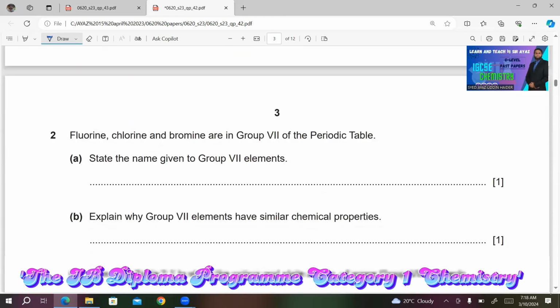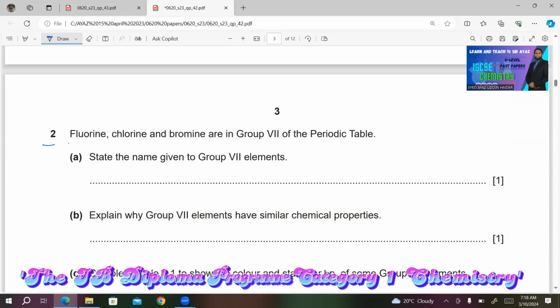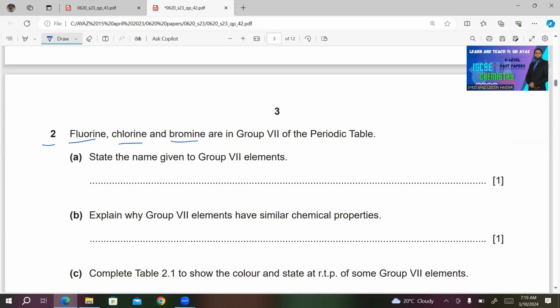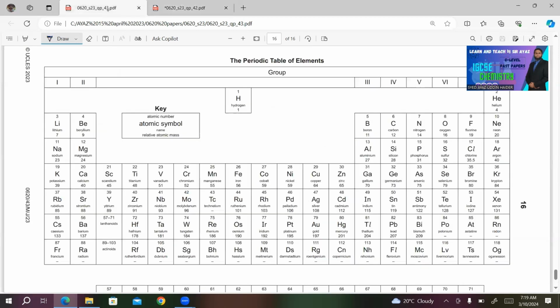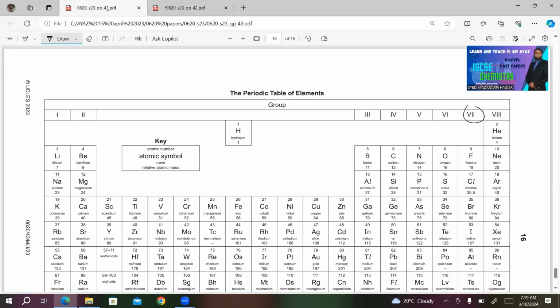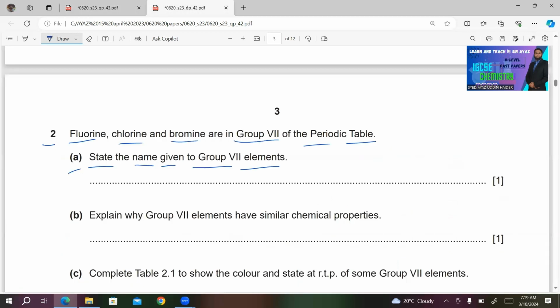Moving to the next question. Number 2, fluorine, chlorine, and bromine are in group 7 of the periodic table. A. State the name given to group 7 elements. These are the group 7 elements: fluorine, chlorine, bromine, iodine, astatine, and tennessine. So they are known as halogens.